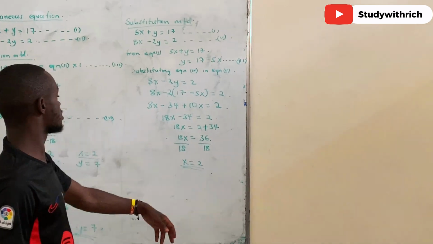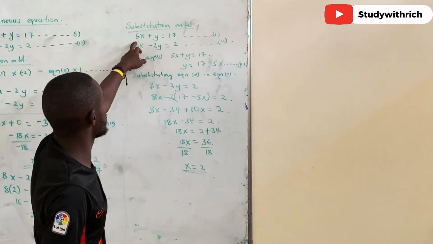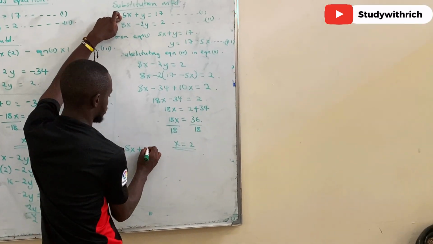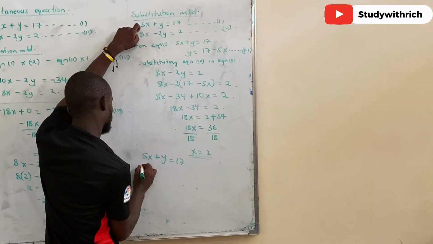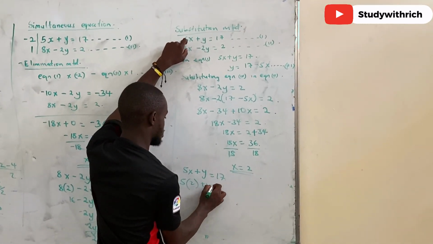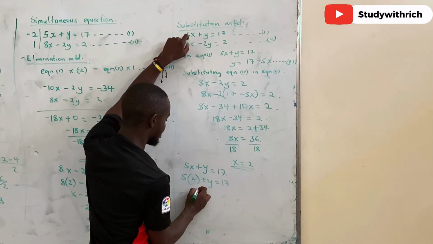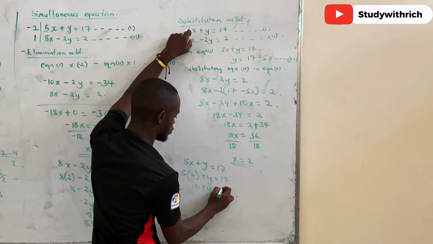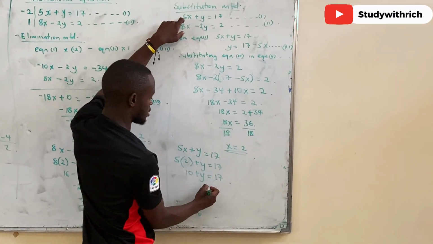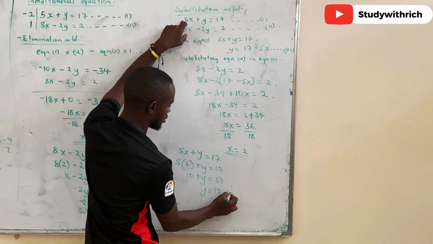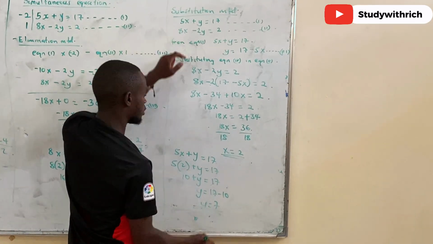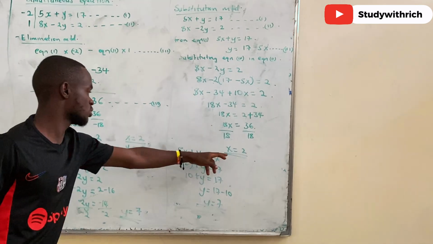So after getting the value of x, we can now substitute it in one of the equations. Let's use equation 1. So 5 into the value of x, which is 2, plus y is equal to 17. 10 plus y is equal to 17. Y is equal to, when you take it this side, 17 minus 10. Y will be equal to 7. So just as here, x is 2, y is 7.